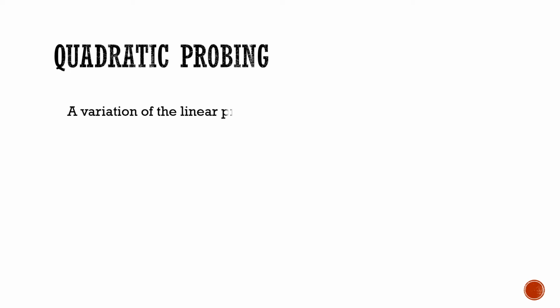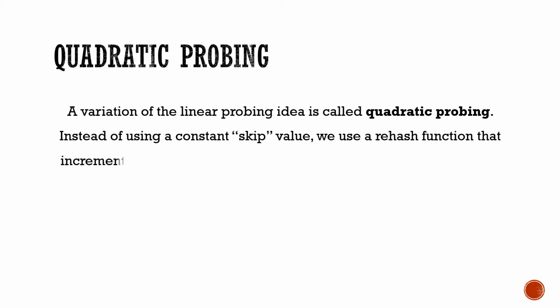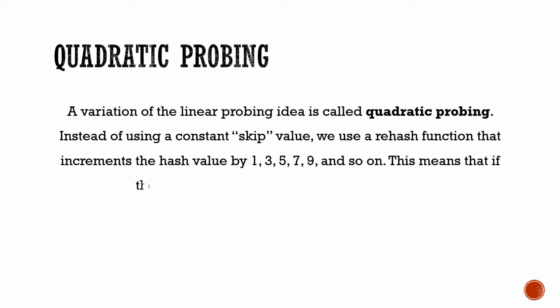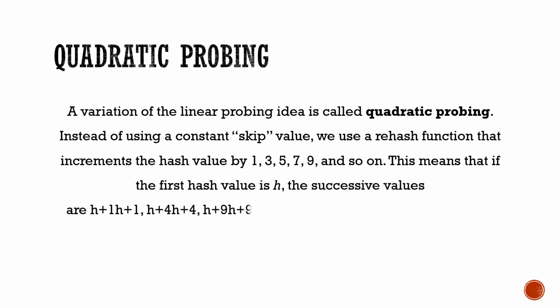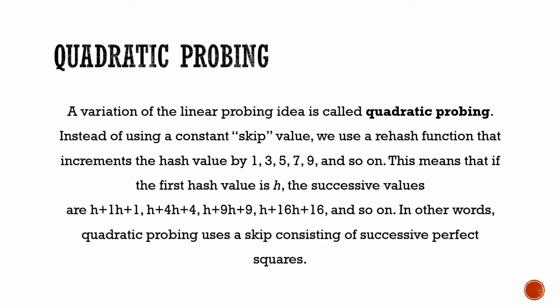Quadratic probing. A variation of the linear probing idea is called quadratic probing. Instead of using a constant skip value, we use a rehash function that increments the hash value by 1, 3, 5, 7, 9, and so on. This means that if the first hash value is h, the successive values are h plus 1, h plus 4, h plus 9, h plus 16, and so on. In other words, quadratic probing uses a skip consisting of successive perfect squares.